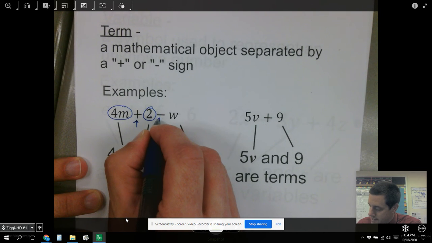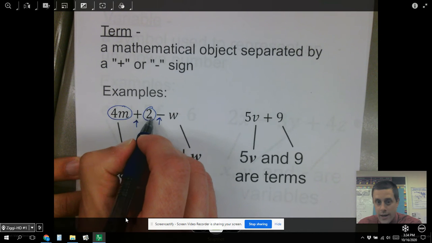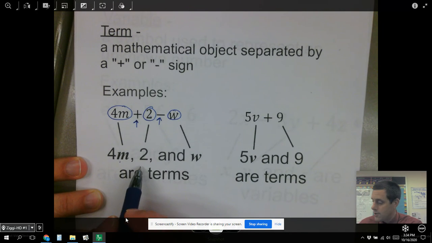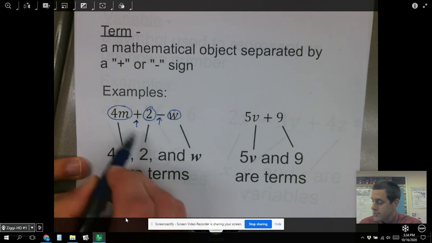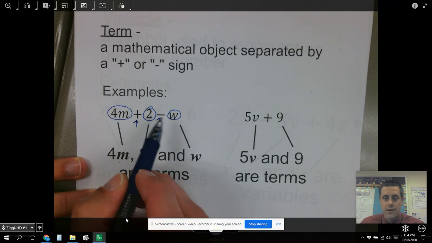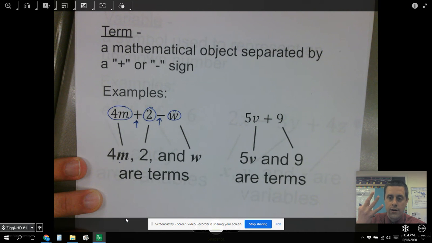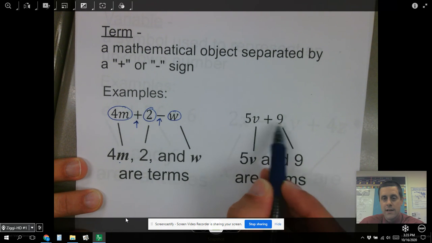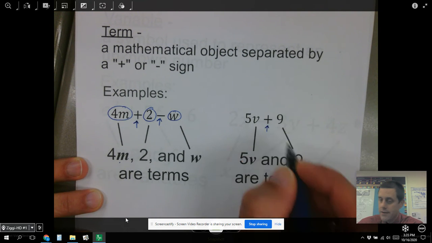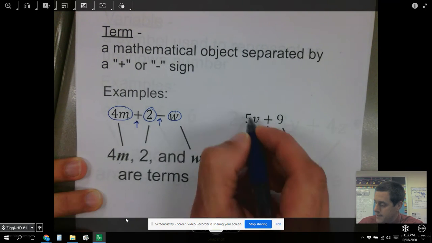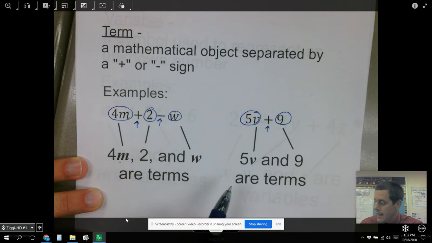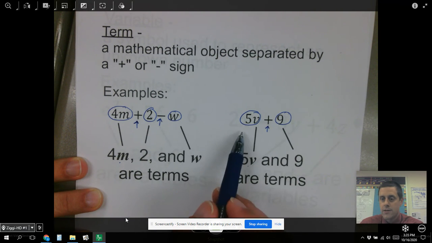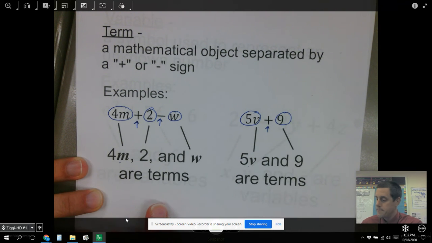And now I have a minus sign here. That minus sign is separating 2 and w. So we already identified 2 as a term, w is a term as well. So in the expression 4m plus 2 minus w, there are 3 terms. 5v plus 9, here's a plus sign. That plus sign is separating terms. It is separating 5v from 9. So 5v is a term and 9 is a term. This entire expression has 2 terms.